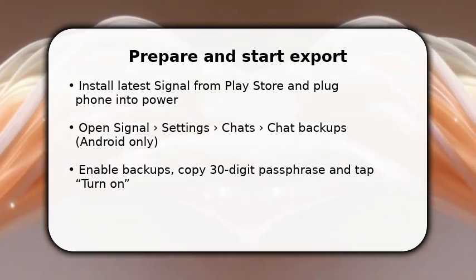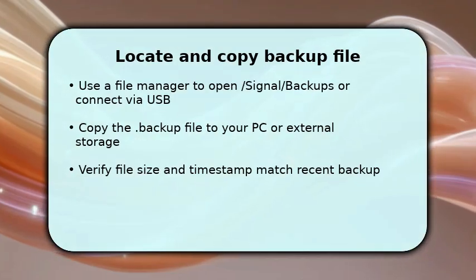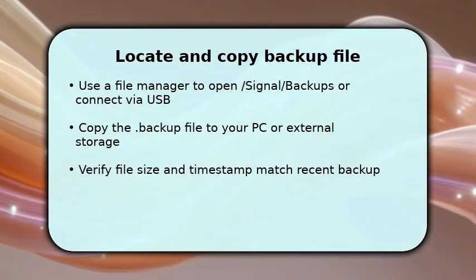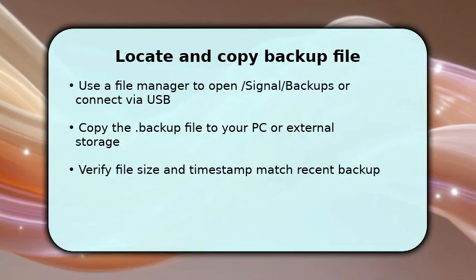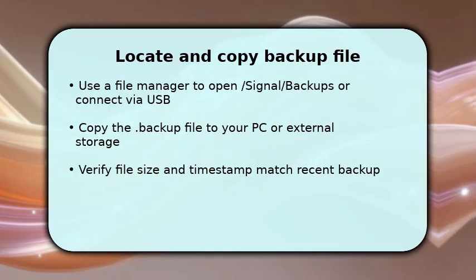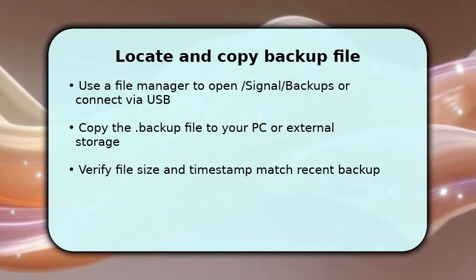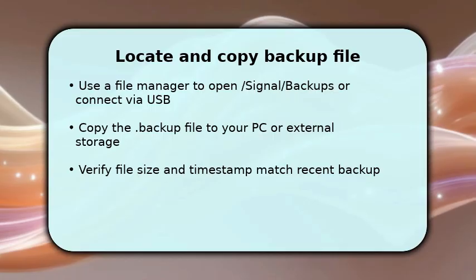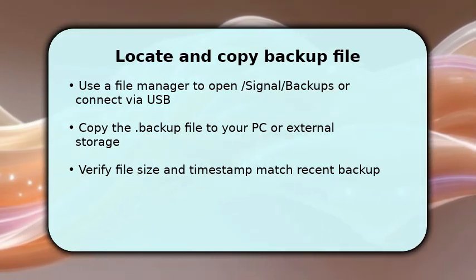Next, locate the actual backup file so you can secure it off-device. Use a file manager app or connect the phone to a computer via USB and browse to the Signal/Backups folder. Copy the latest backup file to an external drive or cloud vault that you control. Do not leave it on a shared device.